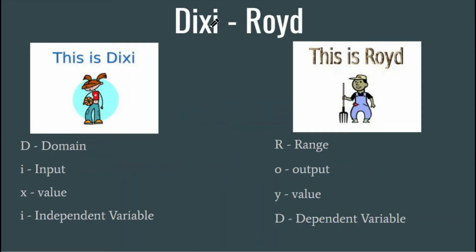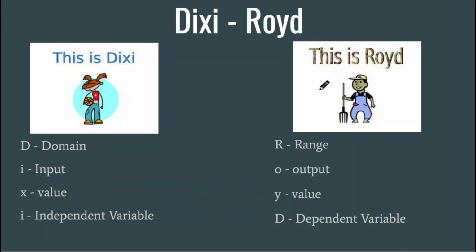All right, so the first thing we learned were some vocab words dealing with X values and Y values. I always remember these as Dixie and Royd. Here's Dixie over here, and each letter of her name stands for something. So D stands for domain, I stands for input, X is your X value, and then the other I is your independent variable. All of these words have to deal with X. So whenever you hear these words, you're thinking of your X values.